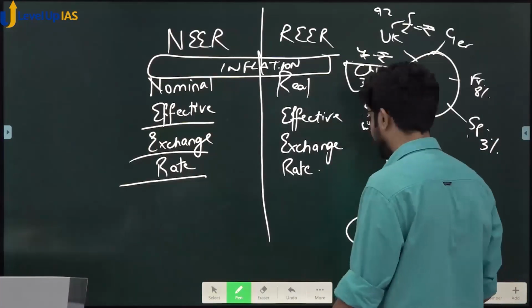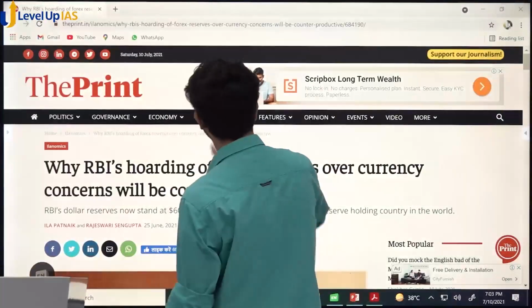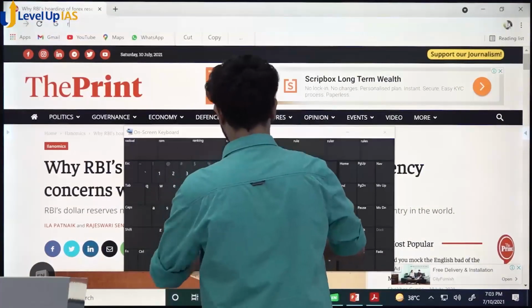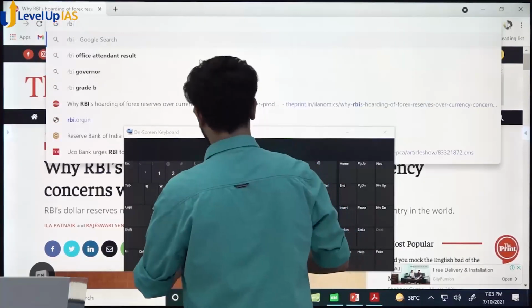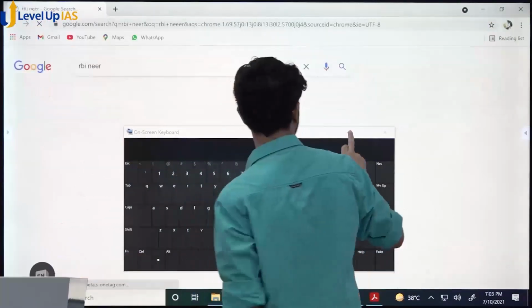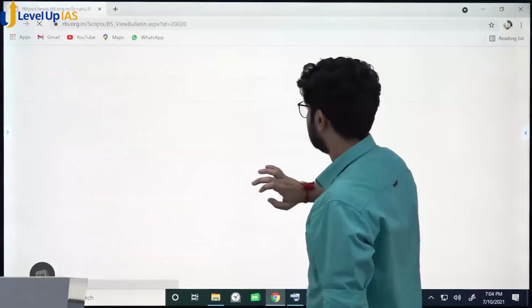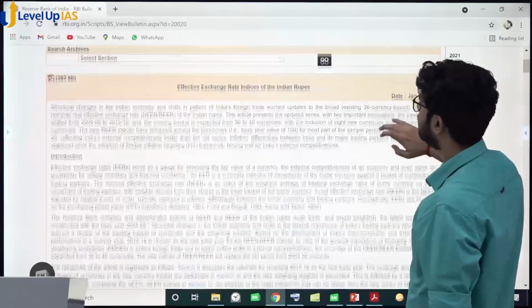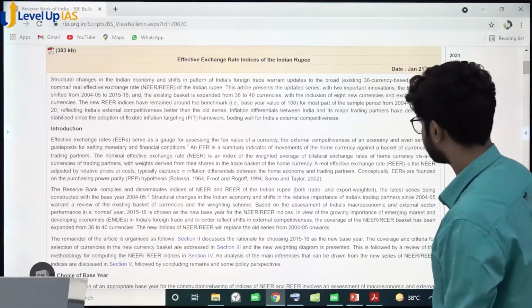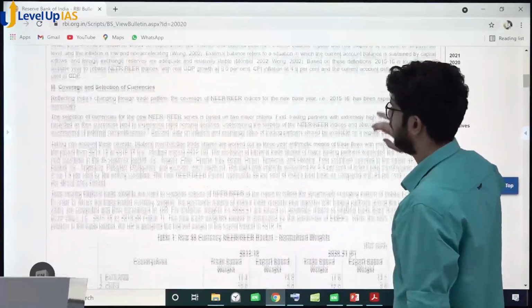Okay, let me take you to the RBI website again. We will go to RBI and search. I don't know, is this it? Effective exchange rate indices of the Indian rupee. See this. It's only of Jan 21.